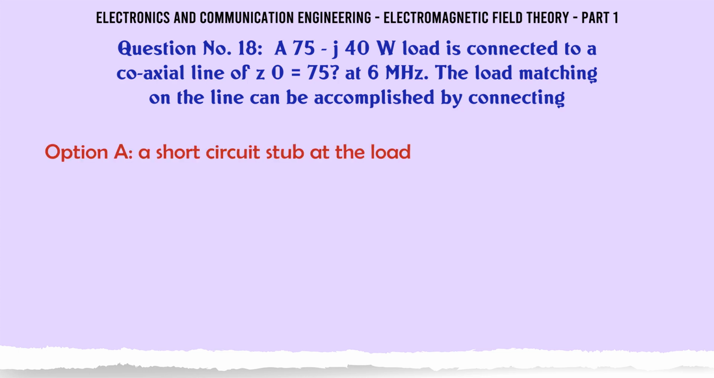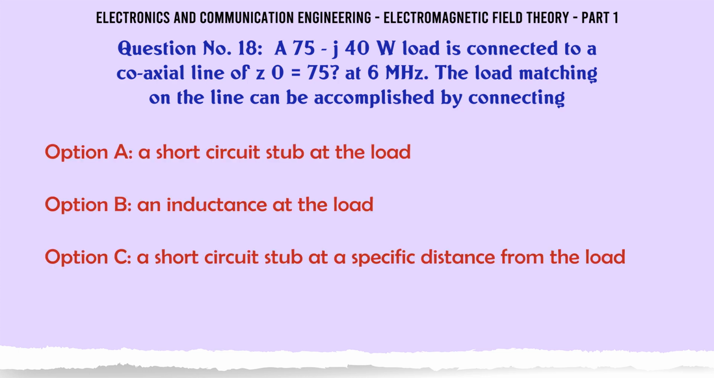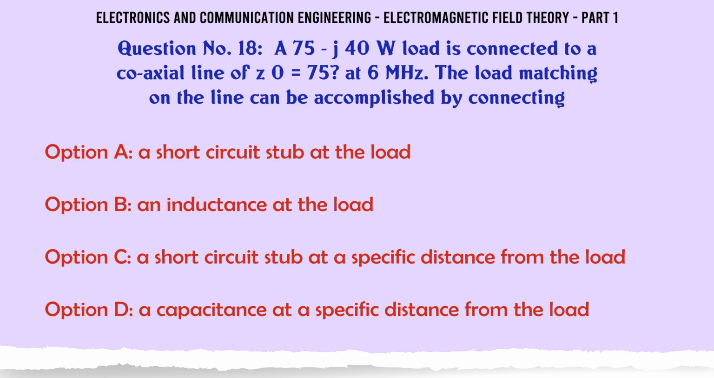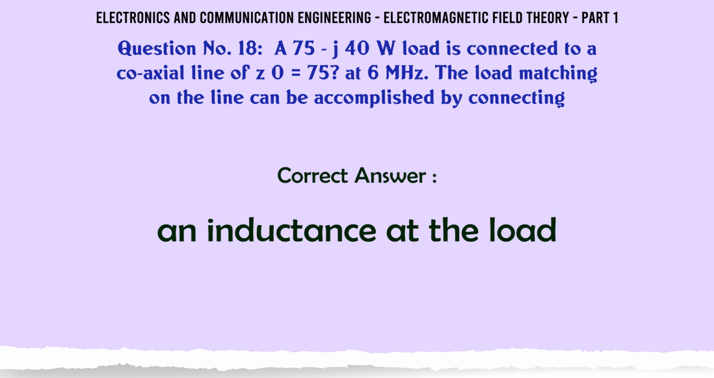A 75 + j40 ohm load is connected to a coaxial line of Z0 = 75 Ω at 6 MHz. The load matching on the line can be accomplished by connecting A short circuit stub at the load, B an inductance at the load, C a short circuit stub at a specific distance from the load, D a capacitance at a specific distance from the load. The correct answer is an inductance at the load.